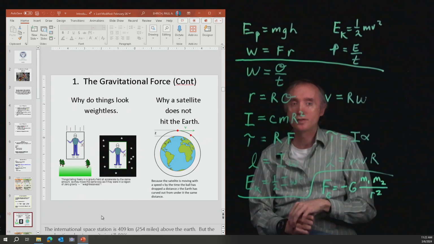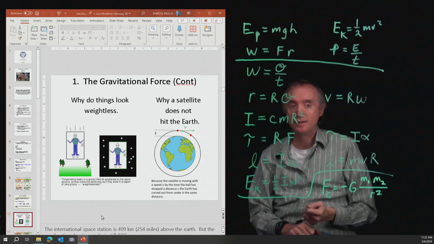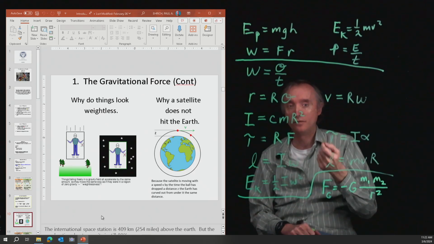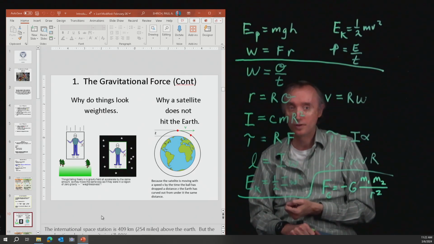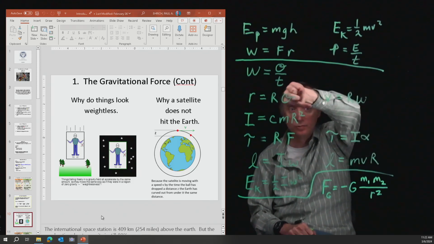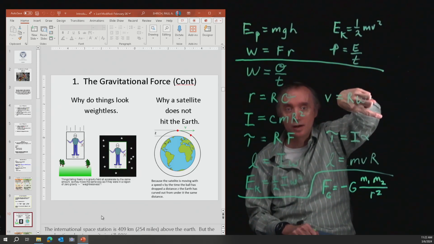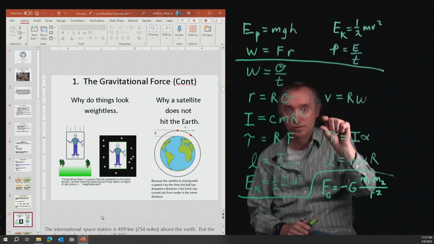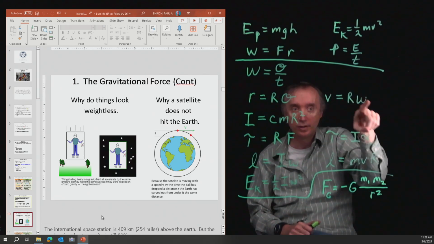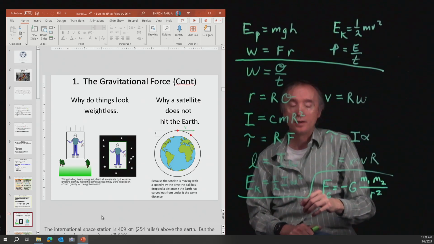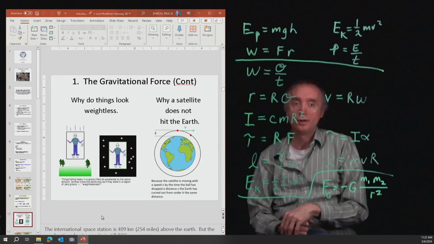So then this brings up the second idea, that if the people in the International Space Station are falling towards the Earth, why don't they crash into the Earth? And it has to do with the fact that as they are falling, they're also moving sideways at the same time. So by the time they fall the distance towards the surface of the Earth, they have orbited over to another position. So it's like they're starting over again. And so you should be able to explain that on the exam.